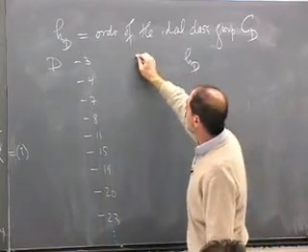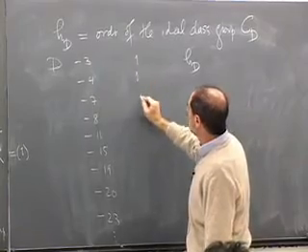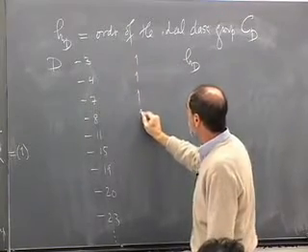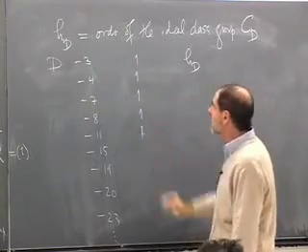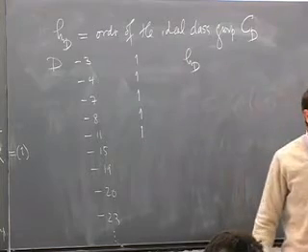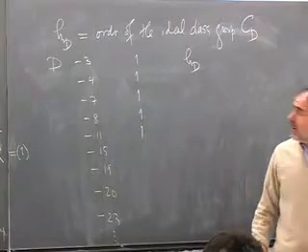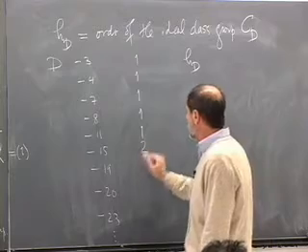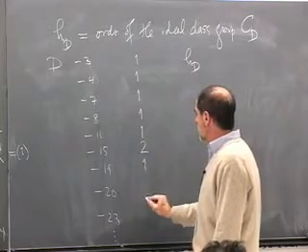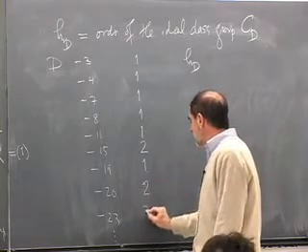So here the class number is 1. Here the class number is 1. Here the class number is 1. Here the class number is 1. This looks very bad. The class number is always 1. It's always a principal ideal domain. But when you get to 15, the class number is 2. 19, it's 1. 20, it's 2. 23, the class number is 3.